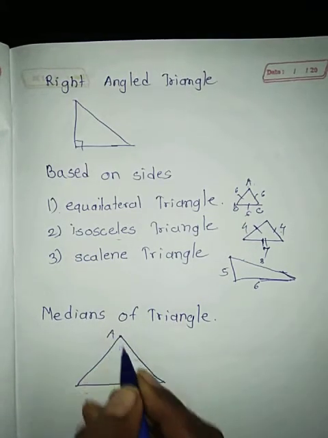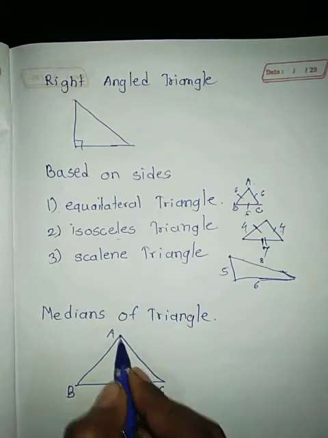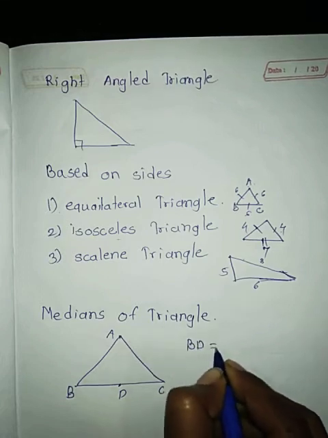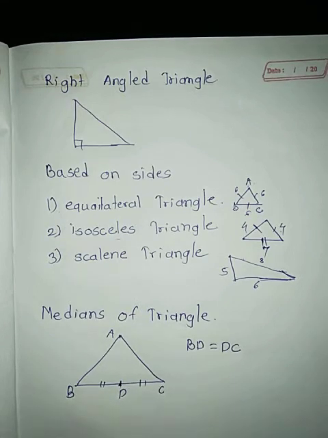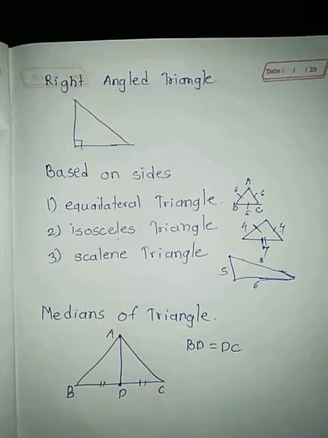Suppose this is the triangle ABC. Now suppose D is a midpoint of BC, which means BD is equal to DC. These two are the same. D is the midpoint. Now if I join this point to this point, then this line is called a median.